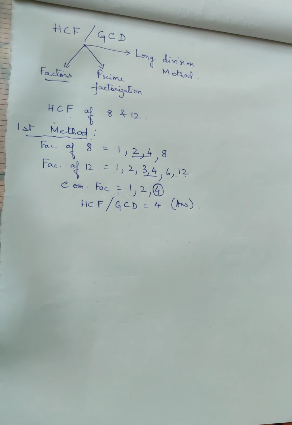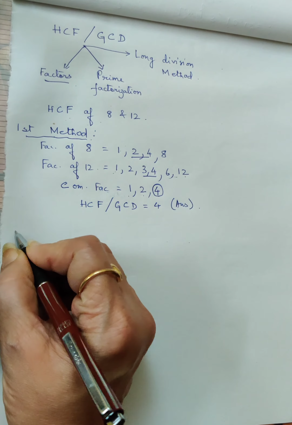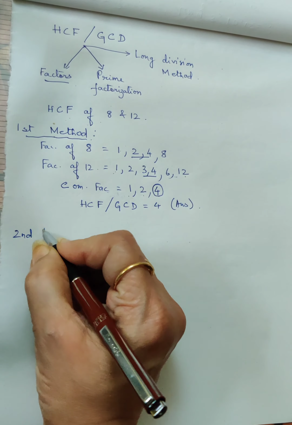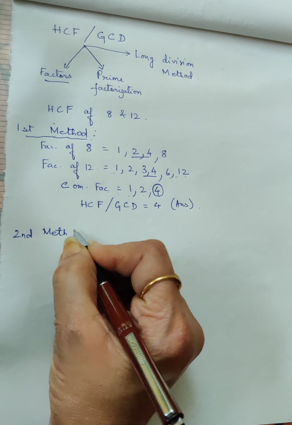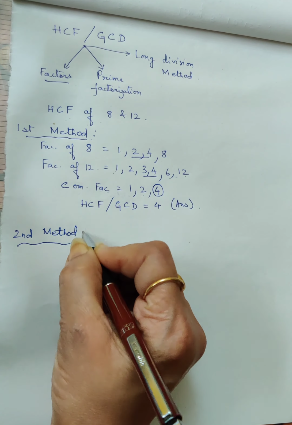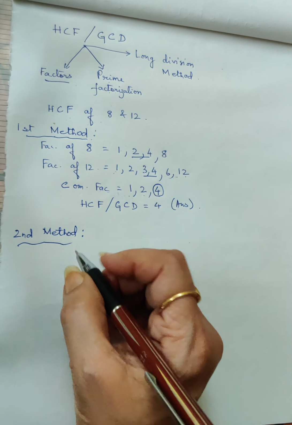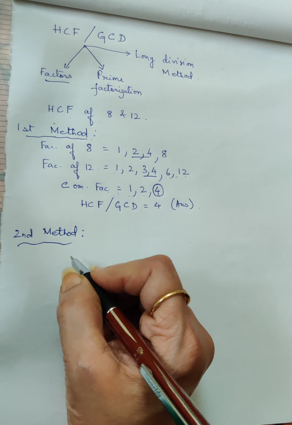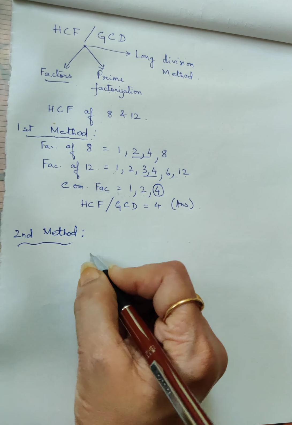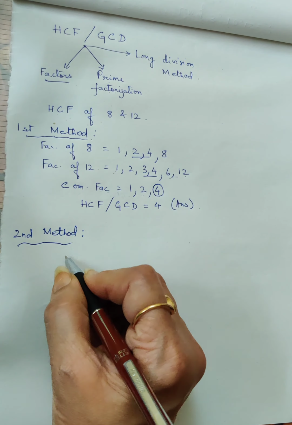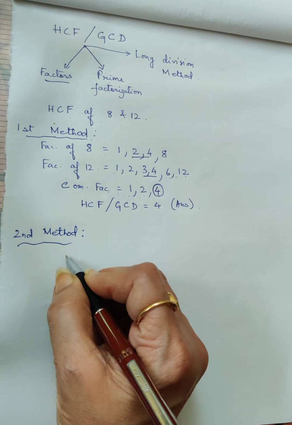Yes, children. Now the second method of finding out HCF by prime factorization. So again I'll be taking the same example so that the methods are absolutely clear to all of you. We are going to use the prime factorization method. So again, what you have to do, you have to write down the same method that I have shown in my earlier videos for finding LCM.